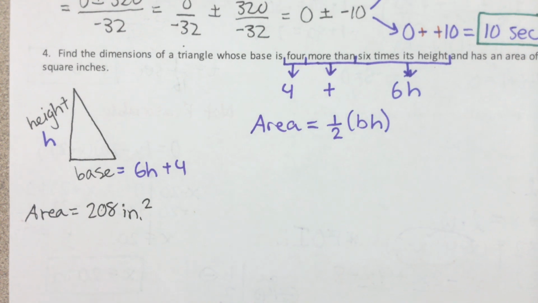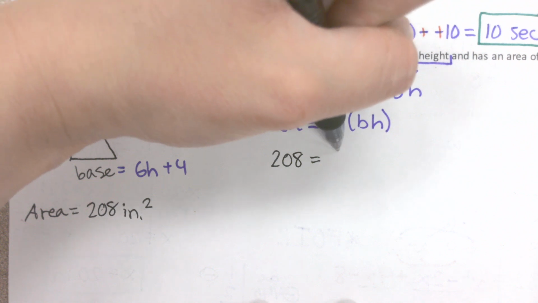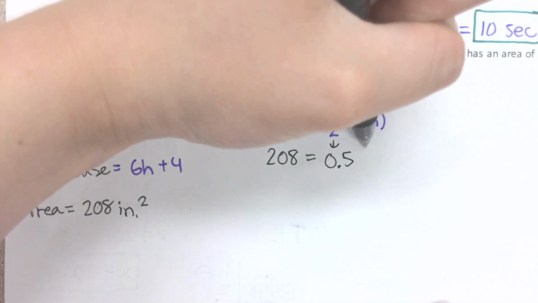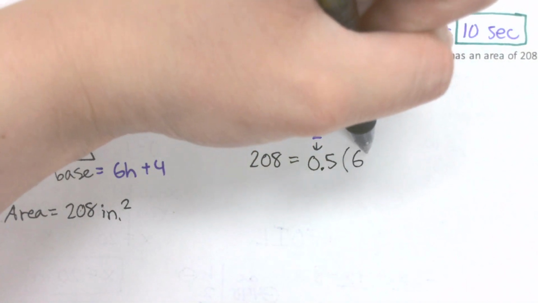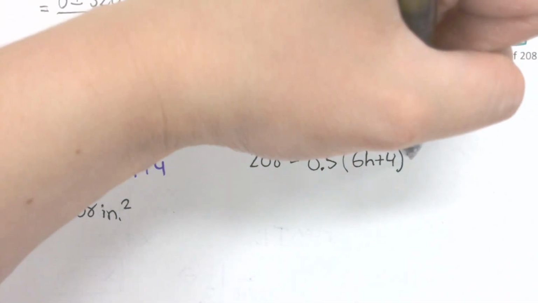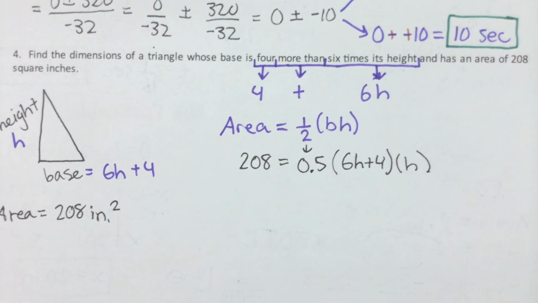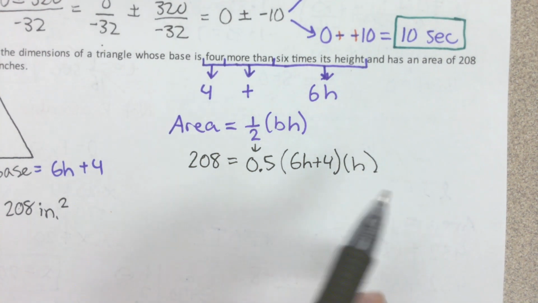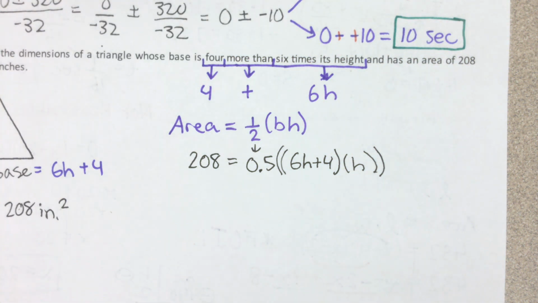So let's fill this in. Area 208 equals, instead of 1/2, I'll just write 0.5. I know most of you prefer decimals. And then the base is 6h plus 4. And then the height is just h, so that didn't change. Now you can multiply these in any order that you like. I'm going to multiply these two together first since they're grouped together in the formula.